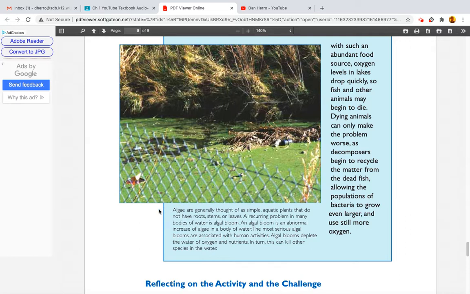Algae are generally thought of as simple aquatic plants that do not have roots, stems, or leaves. A recurring problem in many bodies of water is an algal bloom. An algal bloom is an abnormal increase in the algae in a body of water. The most serious algal blooms are associated with human activities. Algal blooms deplete the water of oxygen and nutrients. In turn, this can kill other species in the water.